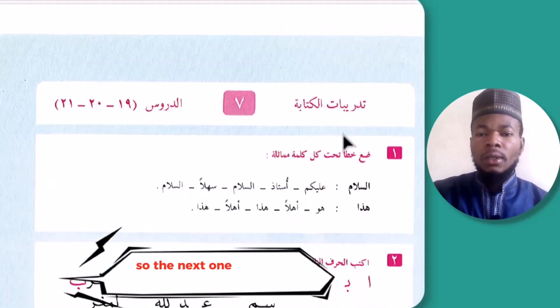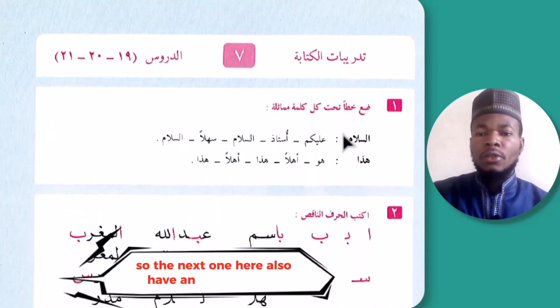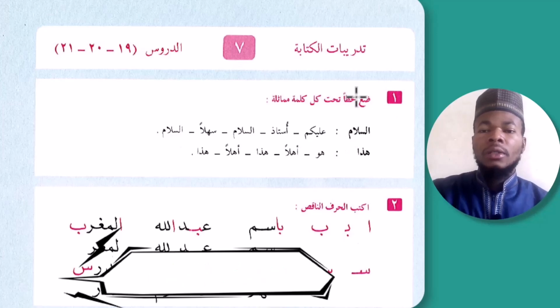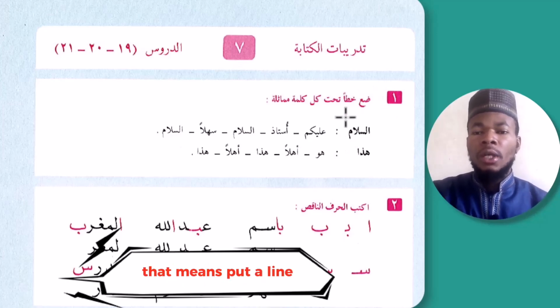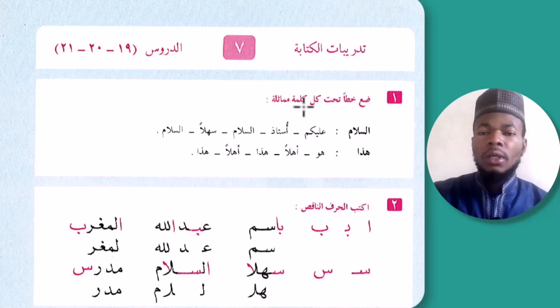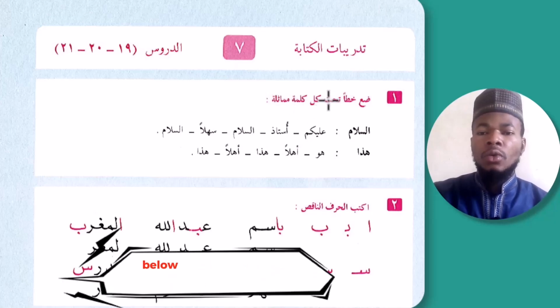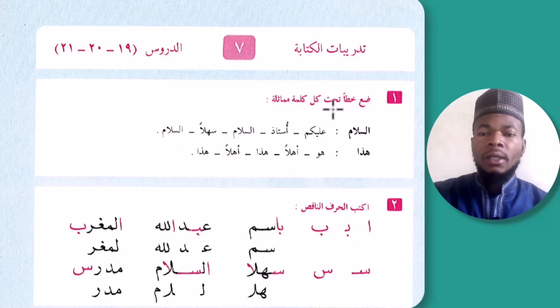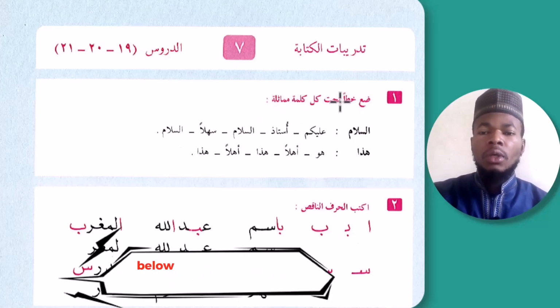So the next one, here we also have an instruction that says ضع خطا. That means put a line تحت كل كلمة مماثلة, below each similar word. ضع خطا, put a line تحت كل كلمة مماثلة, below every similar word.